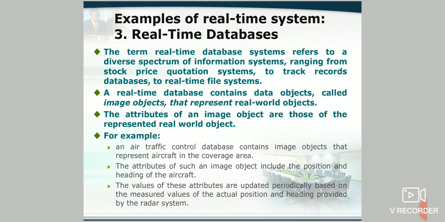The attributes of such an image include the position and heading of the aircraft, which are real time parameters. The values of these attributes are updated periodically based on the measured values of the actual position and heading provided by the radar system. So the aircraft are always tracked by the control system: where it is going, what the altitude of the aircraft is, what the current position is, and at what speed it is moving. So the aircraft system basically works in a real time environment.